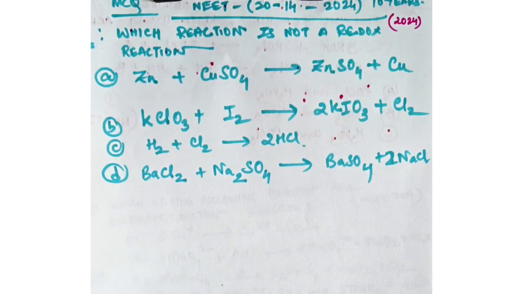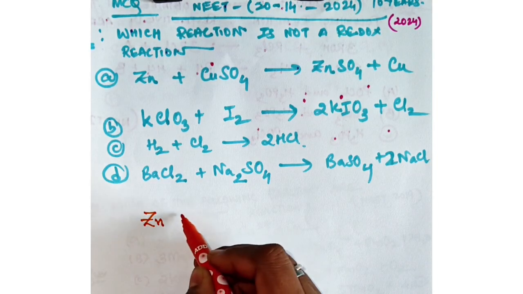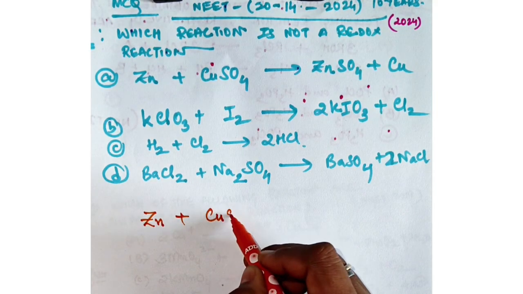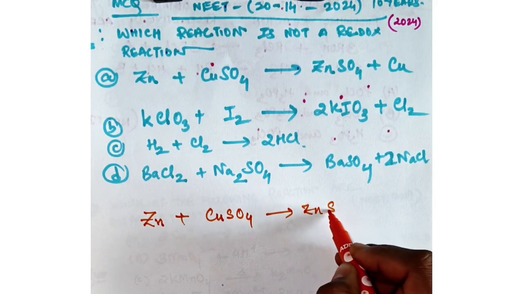First question here: which reaction is not a redox reaction? In this case, you have to find which one is not a redox reaction. So let us do it. What does redox reaction mean? Redox means there is oxidation and reduction taking place simultaneously. That means there should be a change in oxidation number. Let us first see if there is any change in the oxidation number.